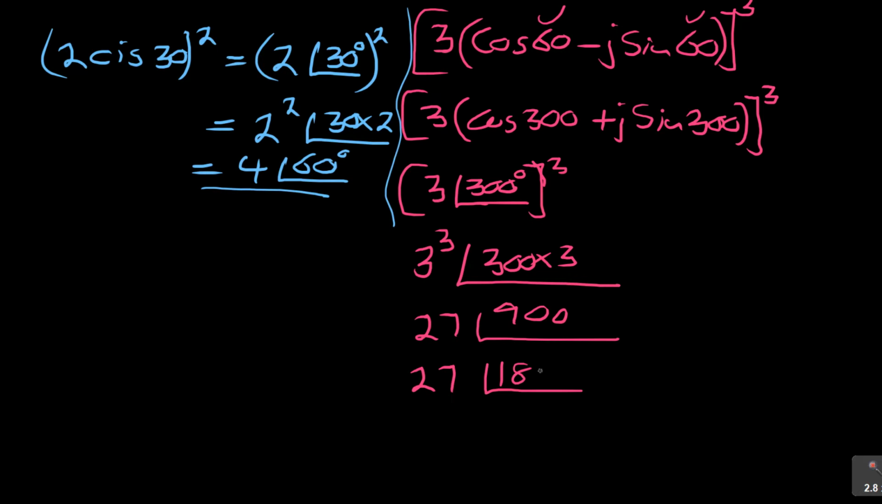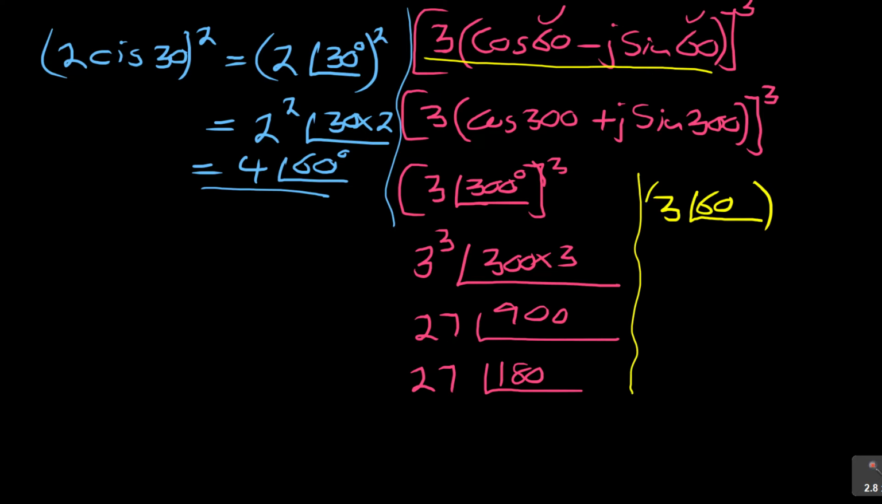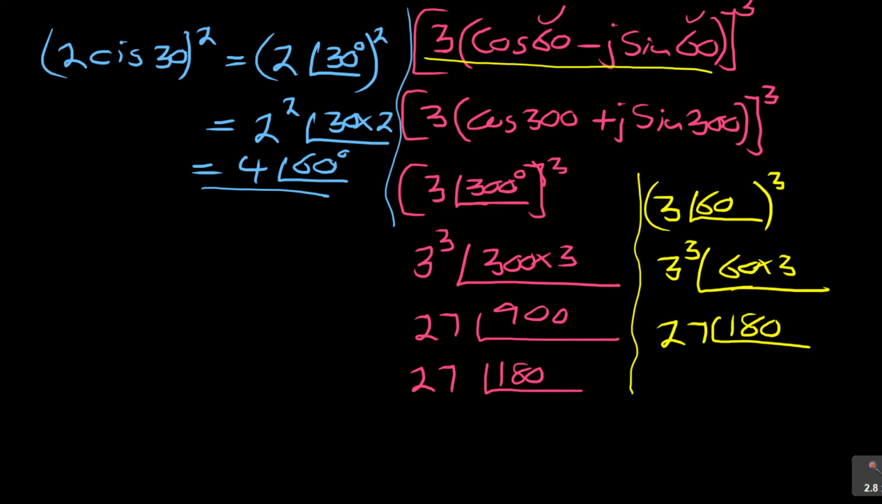So I'll have that. But as I said, this was the same as if I had taken it from here. I had 3 cubed, remember, there was a 3, and then I had 60 times 3, which gives 27, and then 60 times 3 is 180. You get that? So that is that.